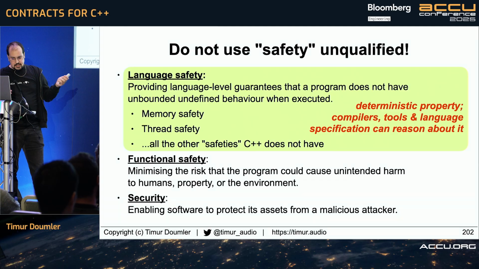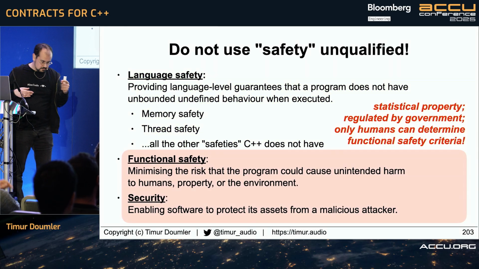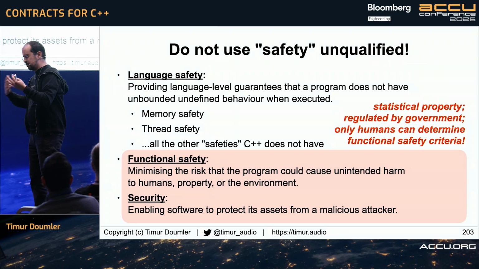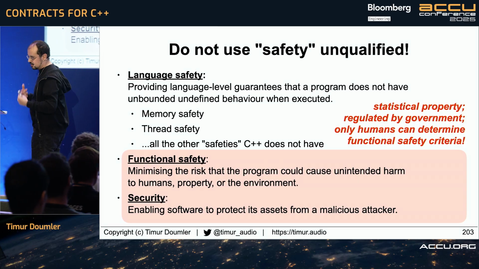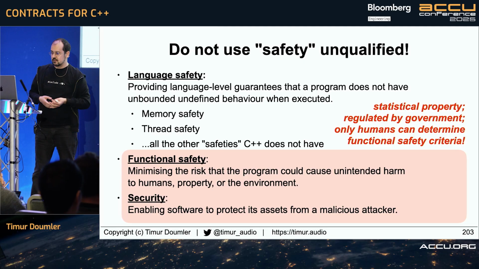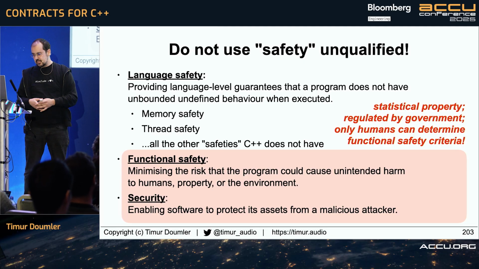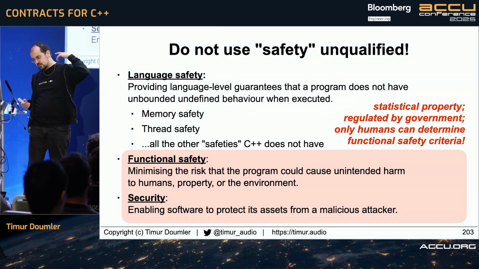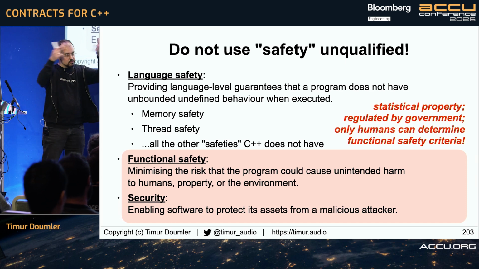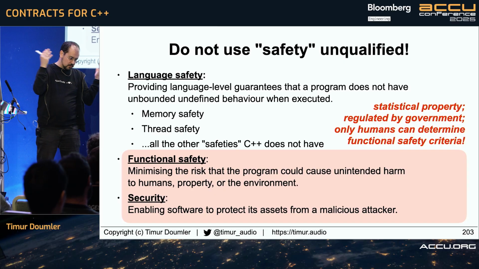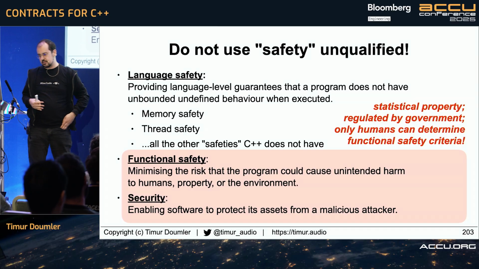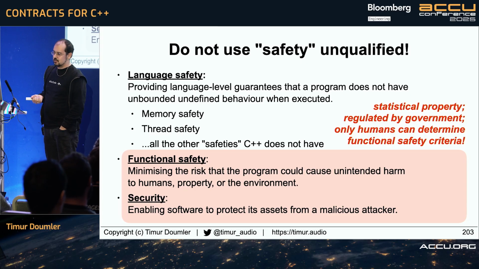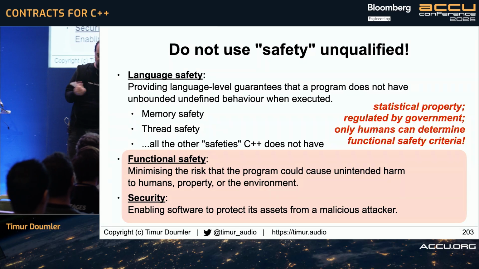And then on the other hand, you have these other two. Functional safety, which is what everybody else outside of C++ means when they say safe, which is essentially this thing is not going to harm you. It's not going to hurt anybody. It's not going to damage humans or property or the environment. It's safe, right? That's functional safety. And then there's also security, which is enabling software to protect its assets from malicious attackers. So it's stuff that goes wrong in the universe versus a malicious attacker trying to break your thing. And those two are very, very different from language safety, right? They're not deterministic properties. Something is not safe or unsafe. It can only be more or less safe.